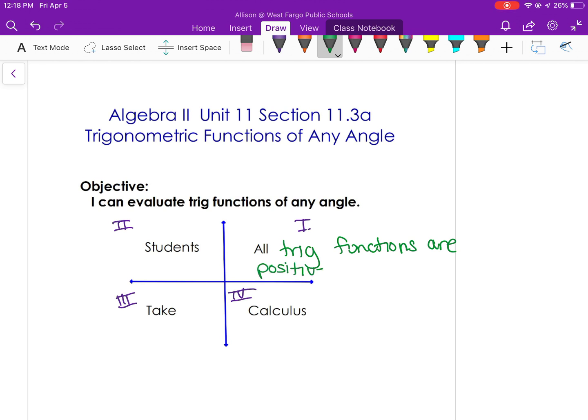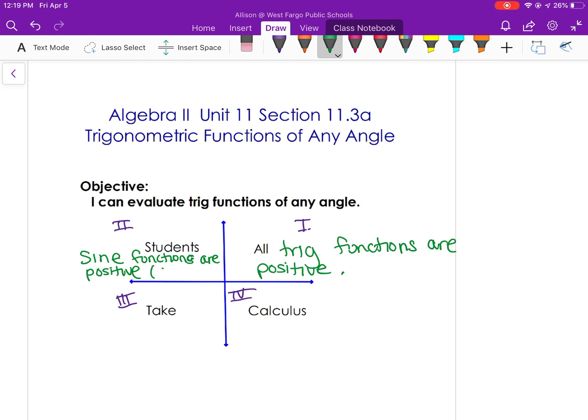So if you did the sine of 30 degrees, you'd get a positive answer. If you did the cosine of 30 degrees, any angle in that first quadrant, you'd get a positive trig function. In quadrant 2, only sine functions are positive. So if you did the sine of 120 degrees, you get a positive answer. If you did the cosine of 120 degrees, your answer would be negative.